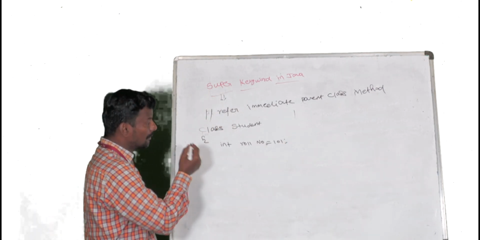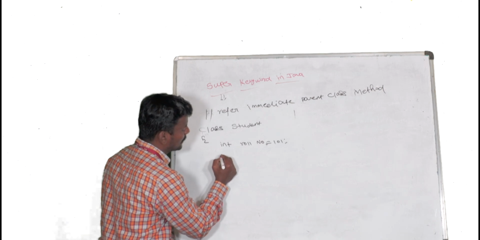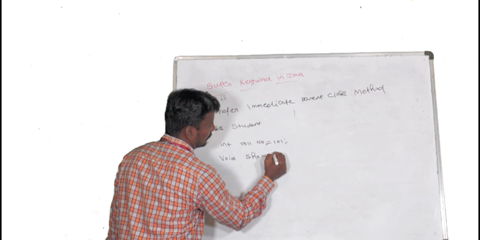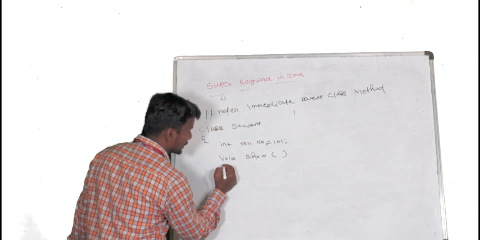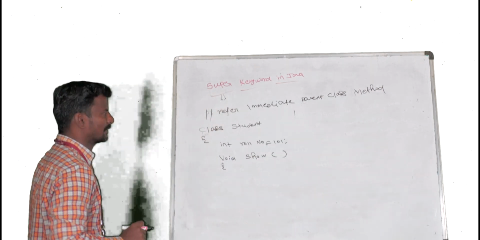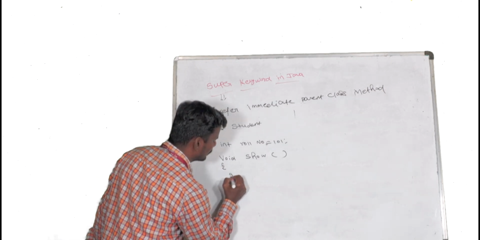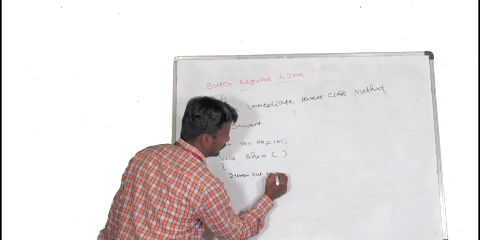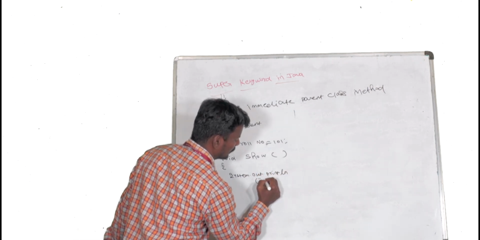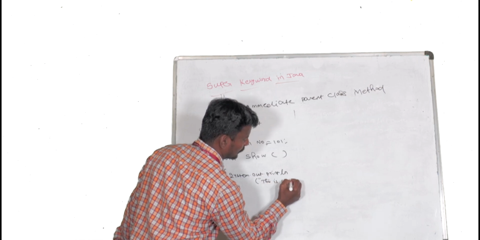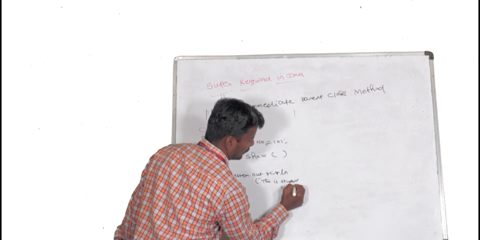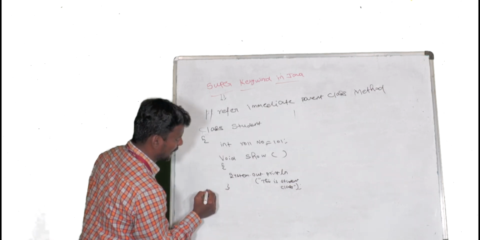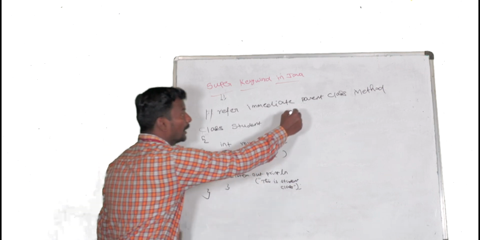Next I define one method. The name of the method is void show. In this method, we define the task of the method: System.out.println, "This is student class". Now we terminate this method and then terminate the class. Now we have defined that one parent class.